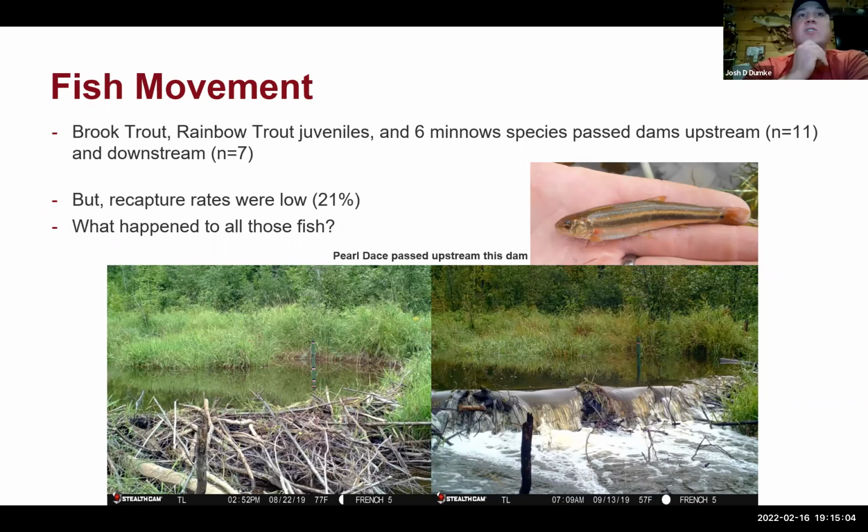We observed brook trout, rainbow trout juveniles, and 6 minnow species passing dams upstream. There were 11 fish moving up, and downstream, 7 fish moved down. This pearl dace that I'm holding in my hand there actually passed this dam that I'm showing here on the bottom, side-by-side images of the same dam under different flow conditions. But our recapture rates were low with fish at 21%. And we had this question of, you know, what happened to all of our marked fish? Next.